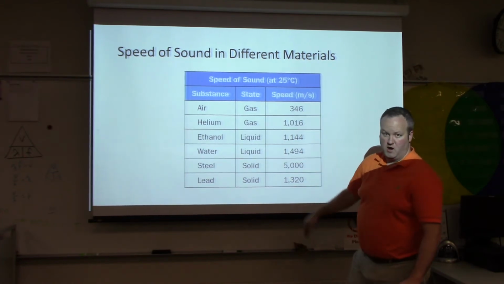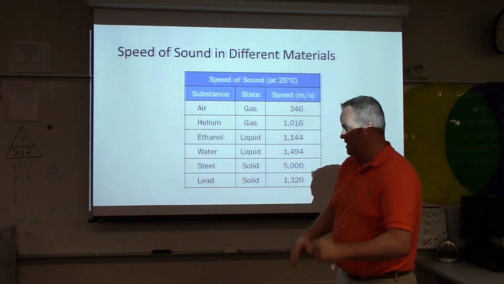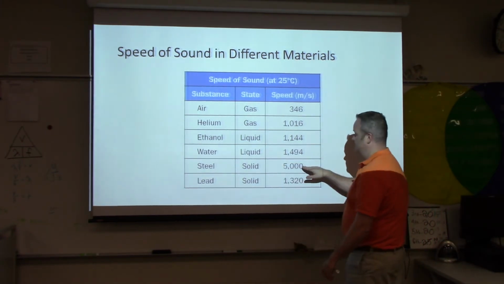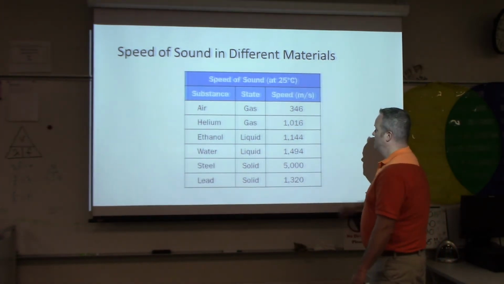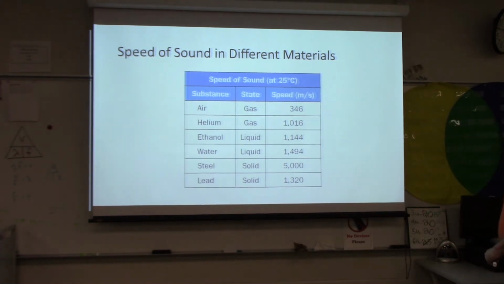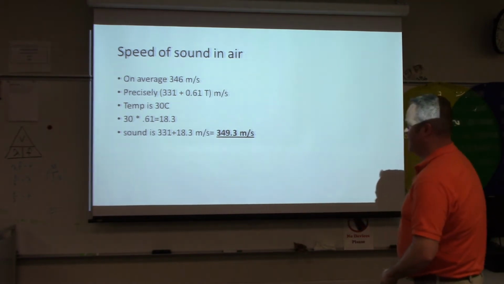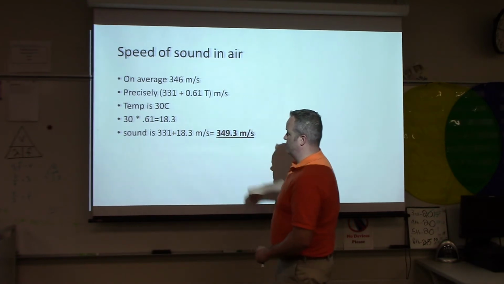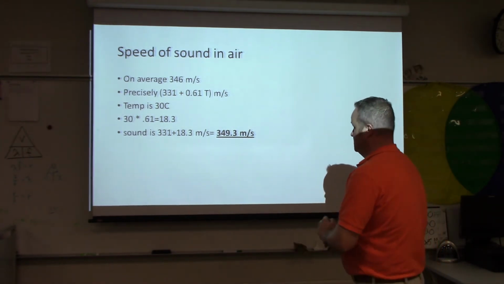We are more familiar with air because that's how most of our sound is transmitted. We're surrounded by air on Earth all the time, and so we're most familiar with that. But you can see here in steel, speed of sound is 5,000 meters per second. Here, air is around 346. That's an average. But to find the precise speed of sound in air, we have to actually use a mathematical formula. So an average is about 346 meters per second. To find that speed precisely, we have to use this formula.